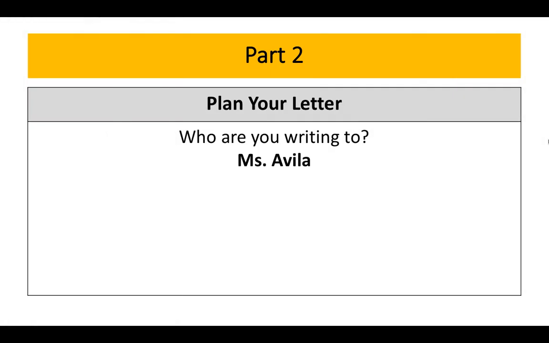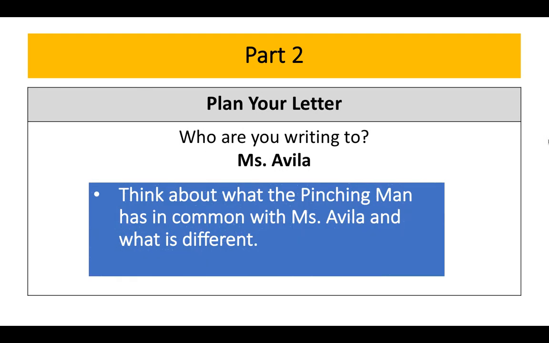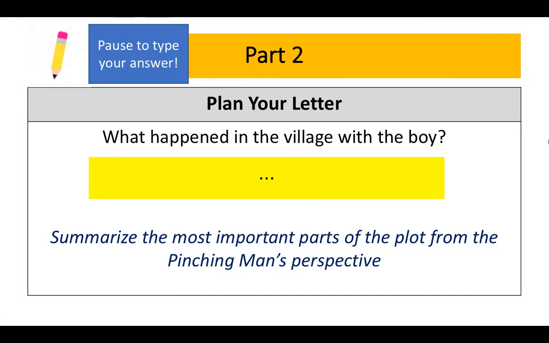Next, we're thinking about who we are writing to. In this case, you are writing a letter to Miss Avila. You want to think about what the Pinching Man has in common with Miss Avila and what is different. So for example, both the Pinching Man and Miss Avila are disciplinarians. They both enforce the rules, but the Pinching Man pinches kids on the legs, and Miss Avila will give a detention or put you in ISS.